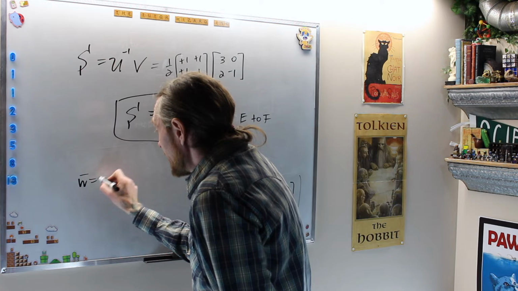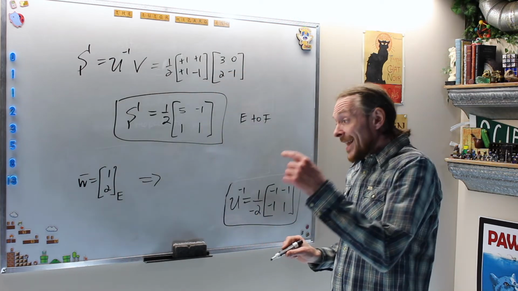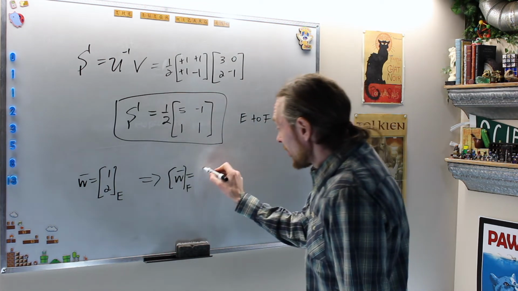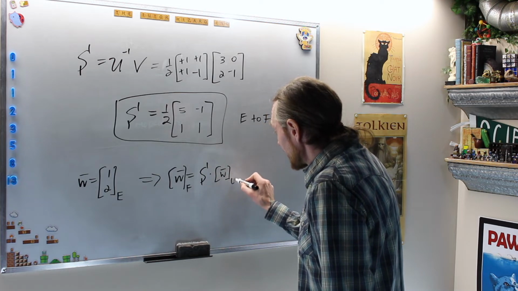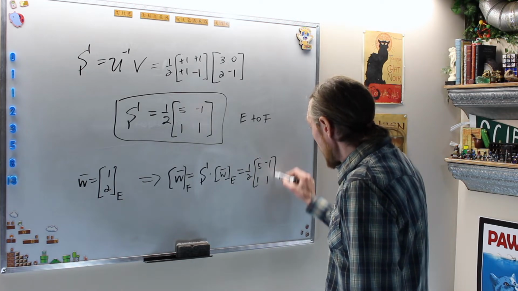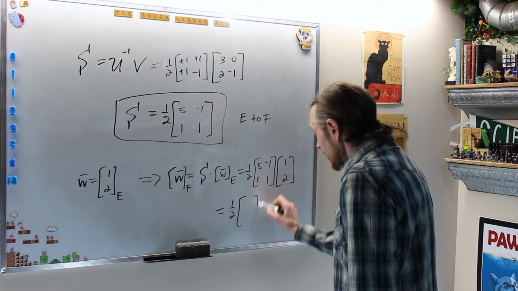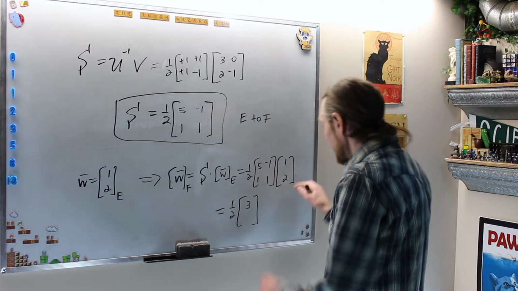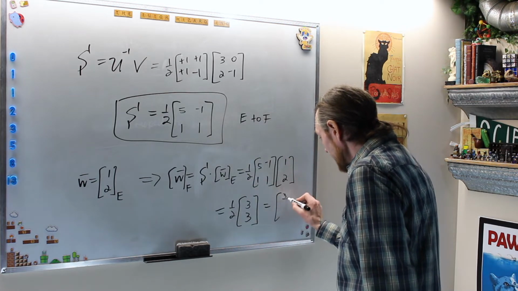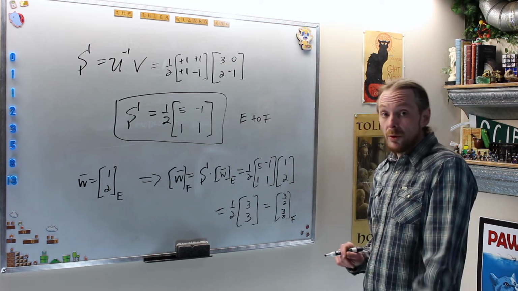Therefore, if we're given W, which has coordinates 1, 2 with respect to basis E, to write it with respect to the basis F, W with respect to the basis F will equal S times W with respect to basis E. S is 1/2 times 5, negative 1, 1, 1, times 1, 2, which is equal to 1/2 times, now what are we going to get? 5 minus 2 is 3, and 1 plus 2 is 3, so we get the vector 3 over 2, 3 over 2 with respect to the basis F. This is the new coordinates.